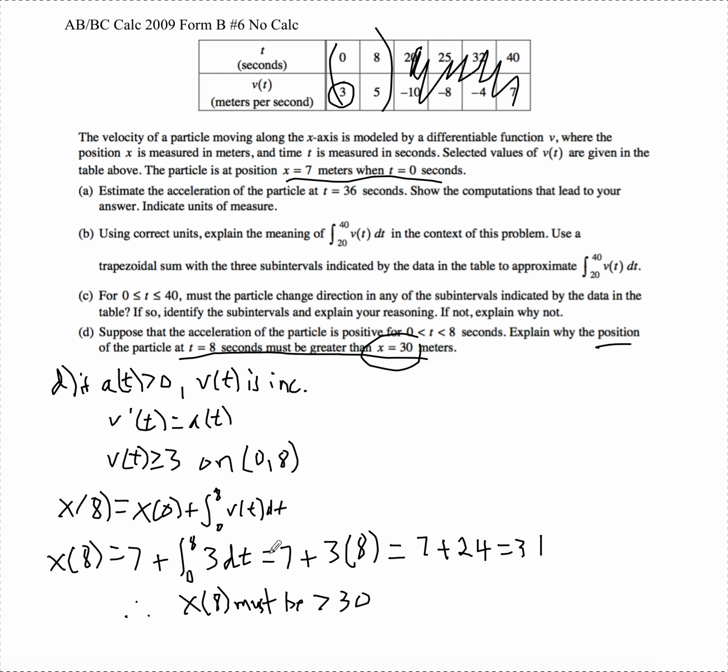There we go. You get 1 point for making this understanding here. You could have written just v prime of t equals a, or just written out that a of t is greater than 0, so v of t is increasing. Making that connection is a point, and then doing your work to explain that x of 8 has to be greater than 30.